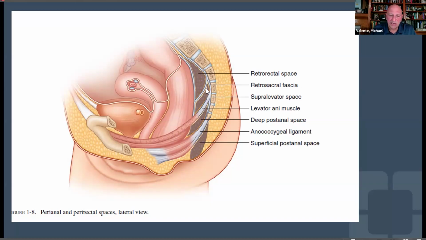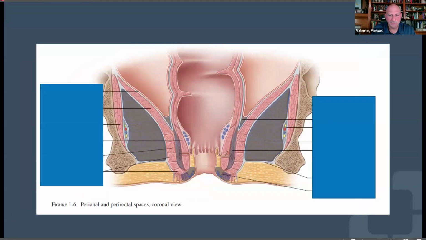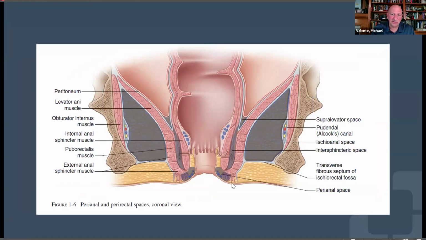The retrosacral space, I'll be honest, I've got to refresh my memory, I don't really see it like that. I think it's a continuation, but the retrorectal space is where we're gonna have our presacral masses, and that retrorectal space can go all the way down as well. We'll show some images. Front view, we have your ischioanal space, your intersphincteric space, your supralevator space, and your subcutaneous or perianal space, I should say. And this is your classic areas.